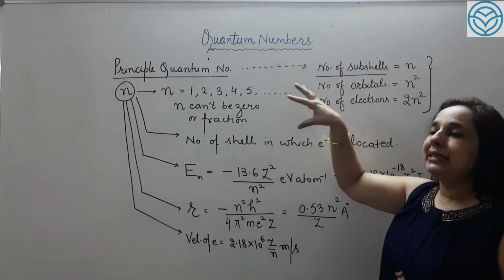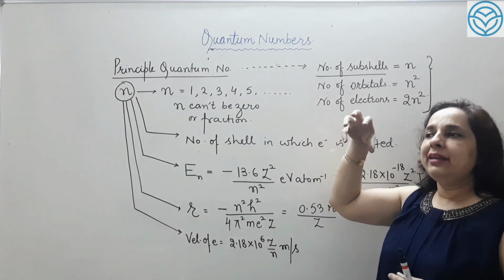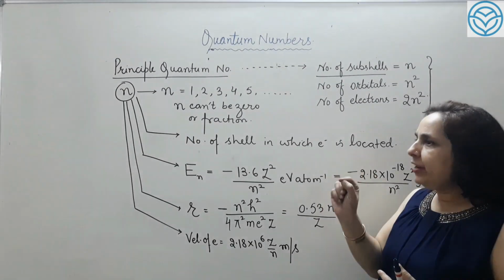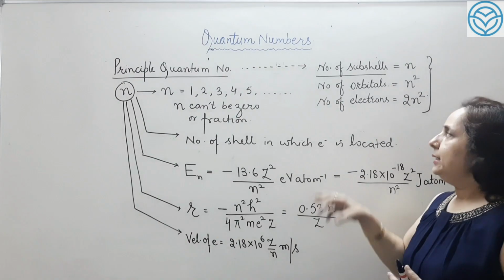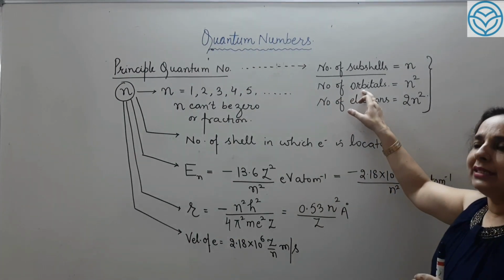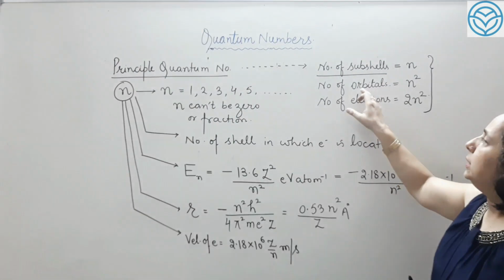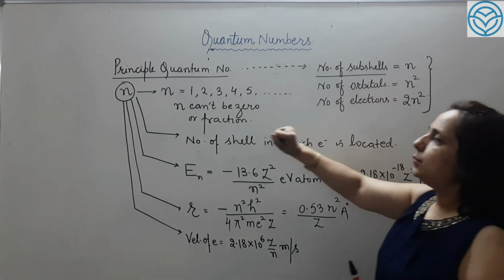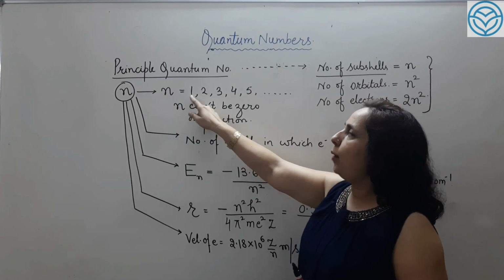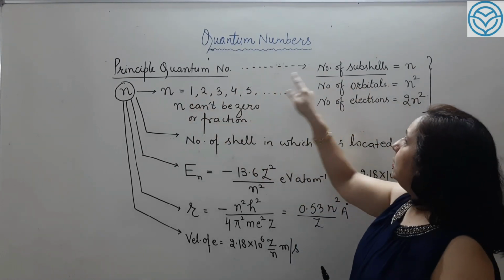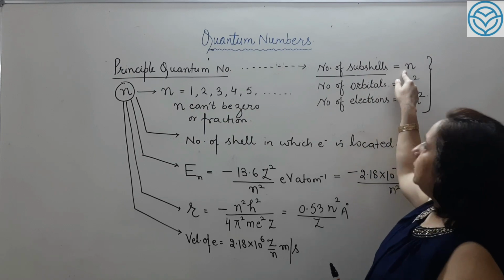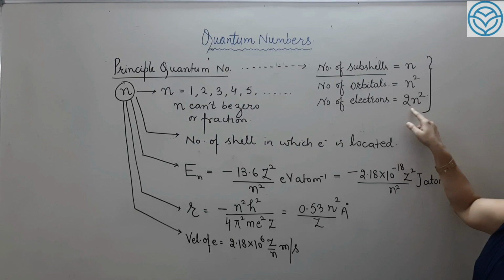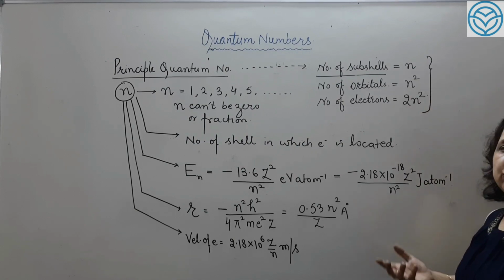In all these rooms we have some arrangements, or some orbitals. Let us suppose every room has some beds, and the number of orbitals means these are the beds in that room. The number of orbitals is going to be n square. Let us suppose the first floor, first shell. Subshell 1. Orbital: 1 square is again 1, and electrons are 2 into 1 square, again 2 electrons only.